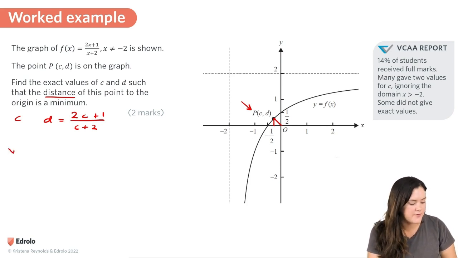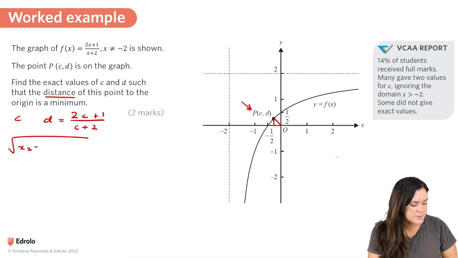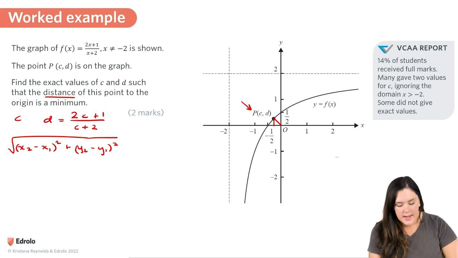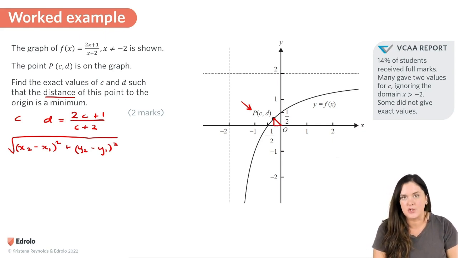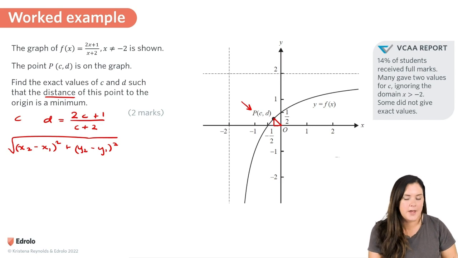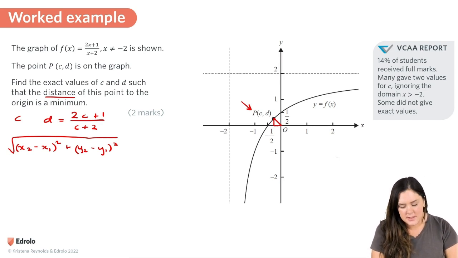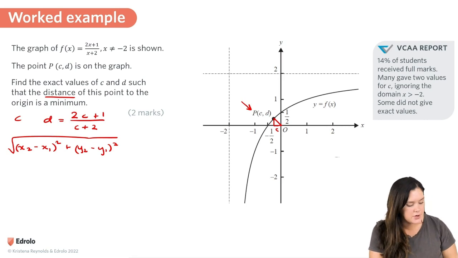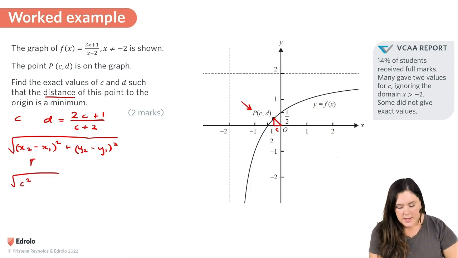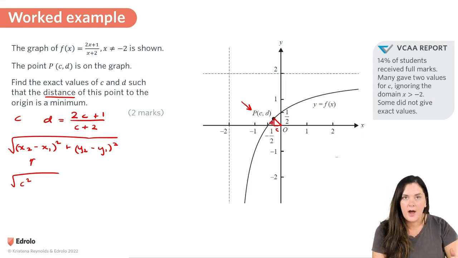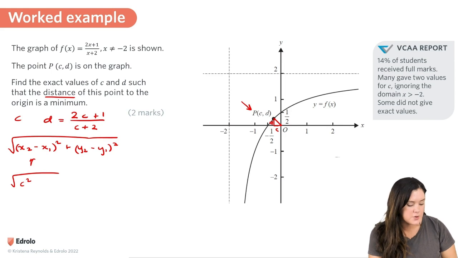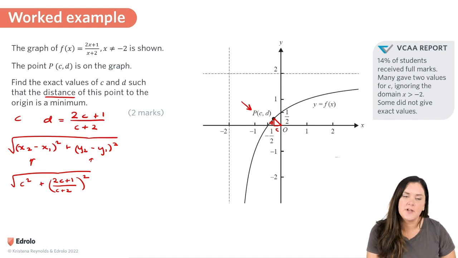So I'm just going to write that out. We've got the square root of x2 take x1 all squared plus y2 take y1 all squared as well. And what I've drawn here is just a triangle to show you why we've used that distance formula and how we can use it. So on the x-axis there, the distance there is just C. So this first bracket there is just going to be C. So we'll have C squared. The next one here, this is going to be the height, so what D is. So we can just replace this y2 take y1 with what D was. So we've got 2C plus 1 over C plus 2 all squared.